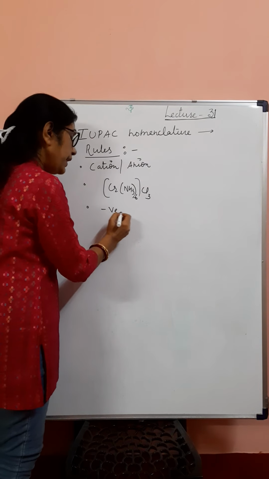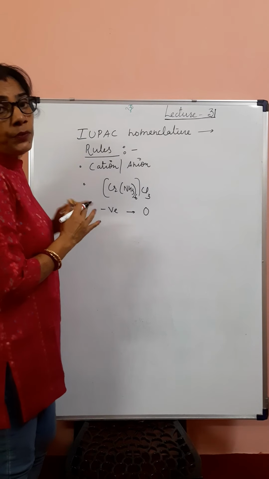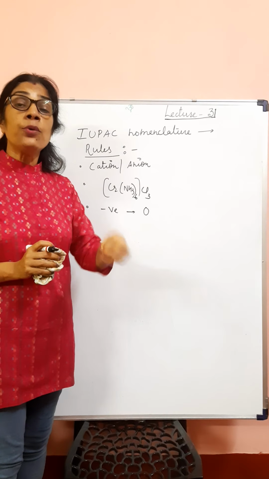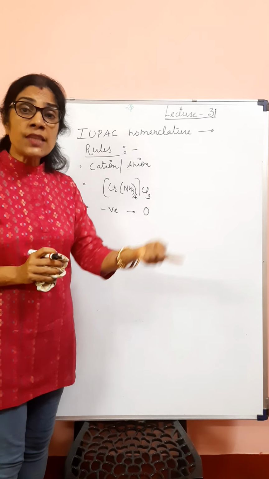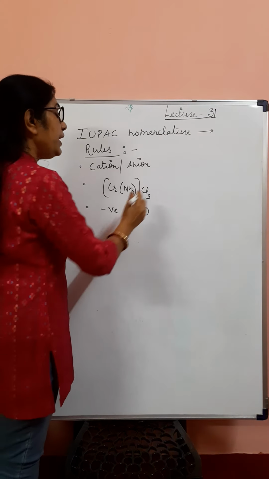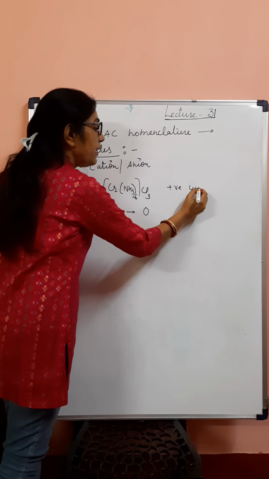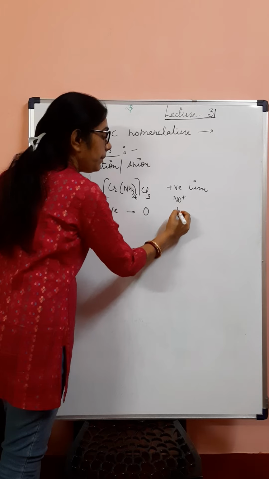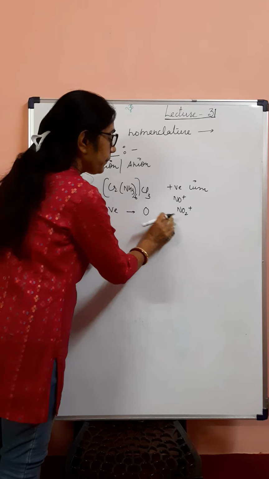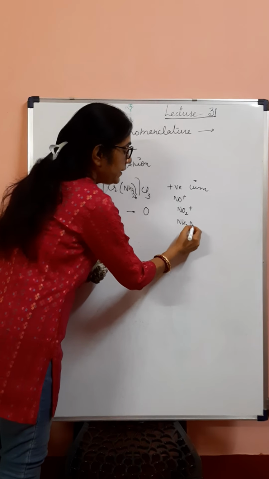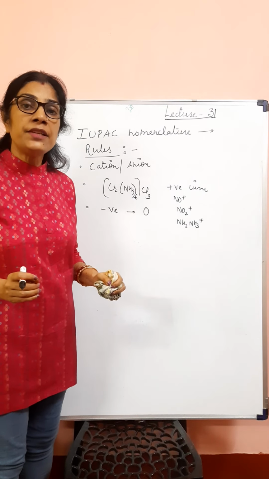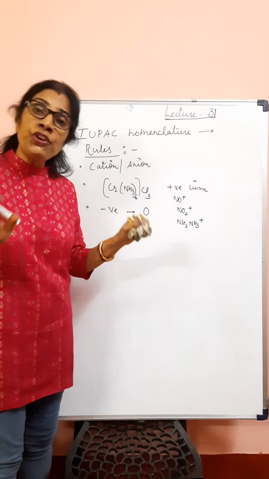Now, for negative ligands, the name ends with o. Fluorido, chlorido, bromido, iodido, thiocyanato, sulfato, carbonato, oxalato, dimethylglyoximato, and so on. For positive ligands, the suffix is ium. Nitrosonium, nitronium, NH4 plus will be ammonium, NH2NH3 plus hydrazinium, and so on. But for neutral ligands, there is no characteristic ending. It would remain as such.